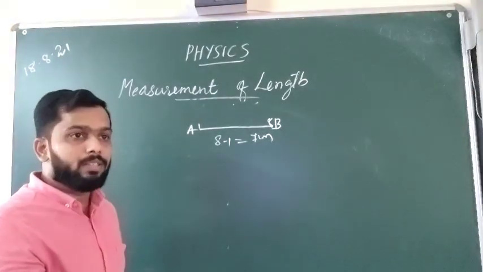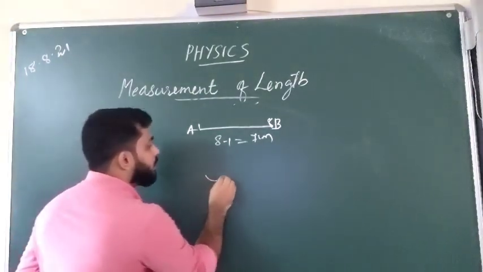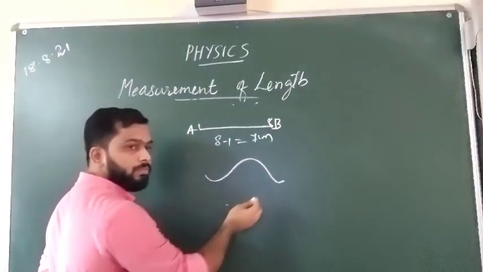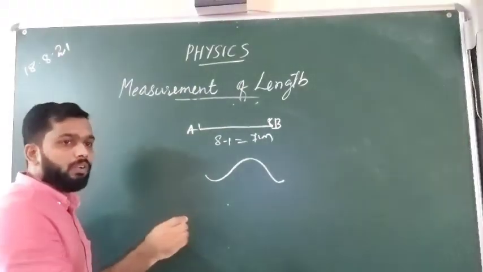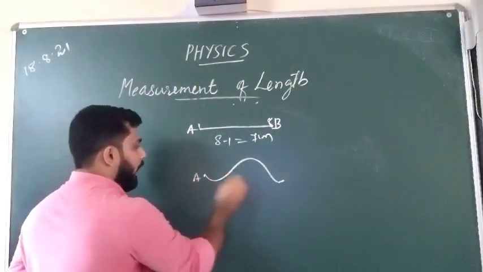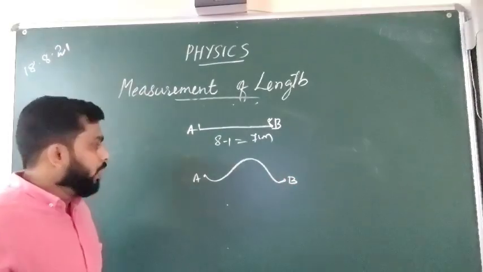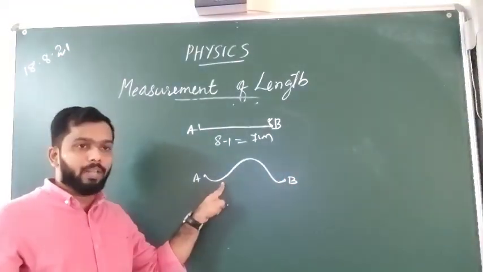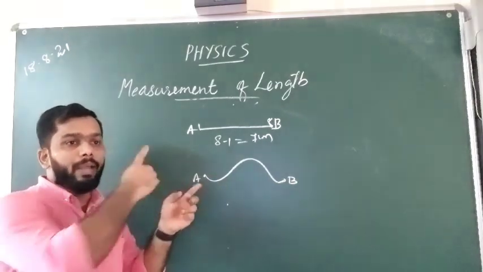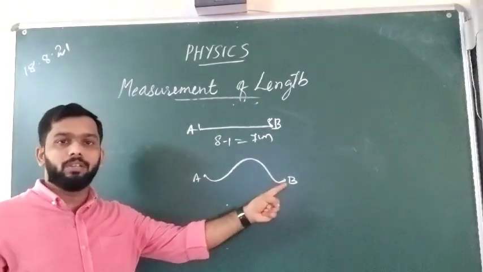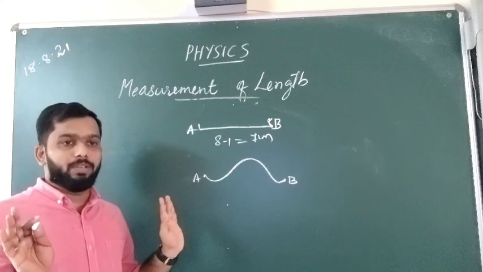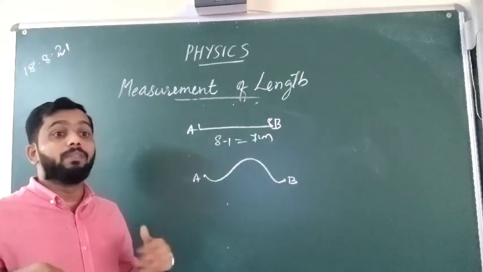Indirect method means I am having a line which is curved like this. This is point A and this is point B. Clear? Is it possible to keep the ruler here? We cannot bend the ruler. The ruler is straight. We are not able to bend it. Okay. Now what will we do?